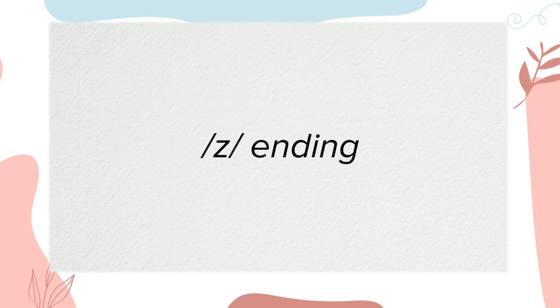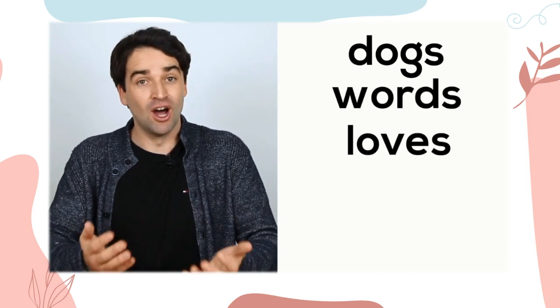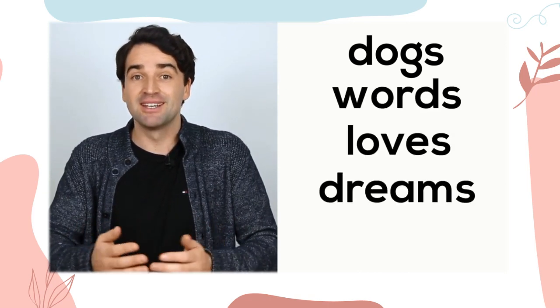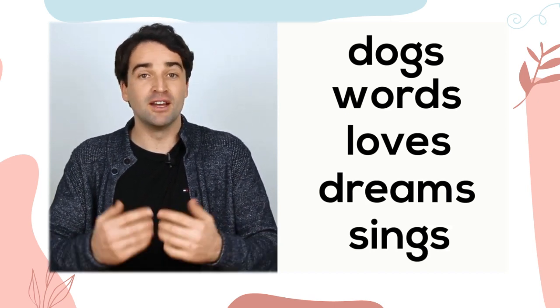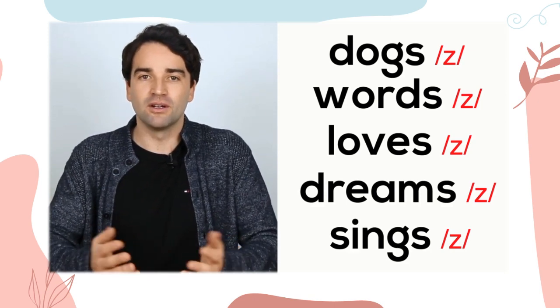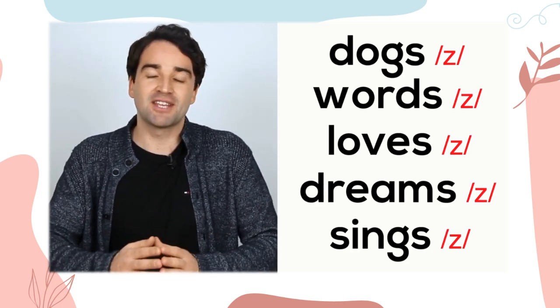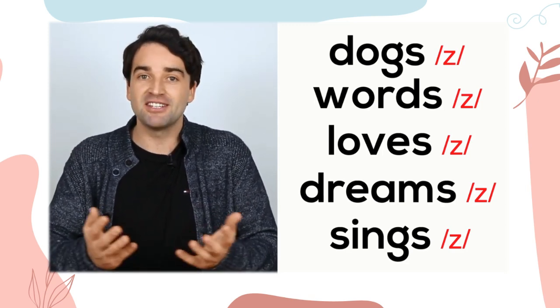Now let's take a look at the Z ending sound. For example, dogs, words, loves, dreams, and sings. These words all end with the Z ending sound. But why? What's the rule here? Again, we need to look at the sound right before the Z. So let's remove that and see what we have.